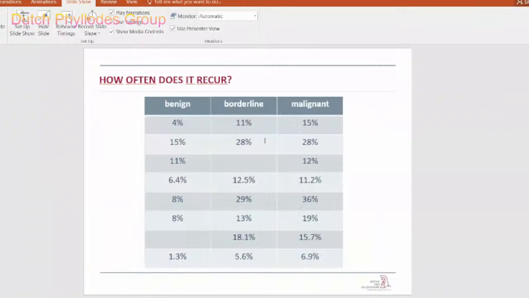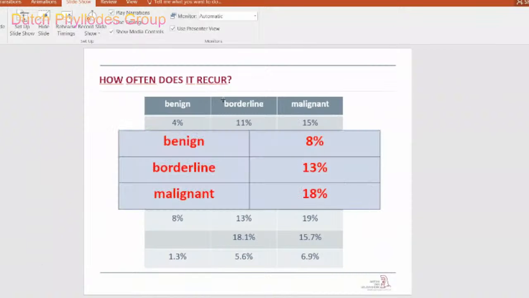Elise has already shown you some recurrence percentages, but they differ widely across the studies, and most of the studies contain only small samples, so a relatively low number of patients. You see a list of percentages here for each of the 3 subtypes, but the most recent larger studies come up with, on average, these percentages. So less than 10% recurrence for a benign phyllodes tumor, about 30% for borderline, and slightly less than 20% for malignant phyllodes tumors.